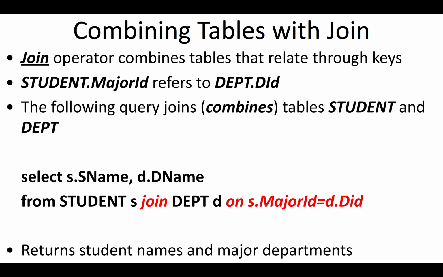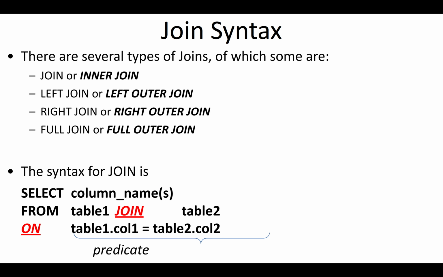Join says, take the 2 tables, student and department, and I only want the ones that are joined where this predicate is true: where the student major is equal to the department primary key. If that's true, I want that record. Otherwise, I don't want it. Also notice that we don't want all the fields. We don't want all 6 fields. I only want the student name and the department name. I'm going from the multiple tables into a single table result set.